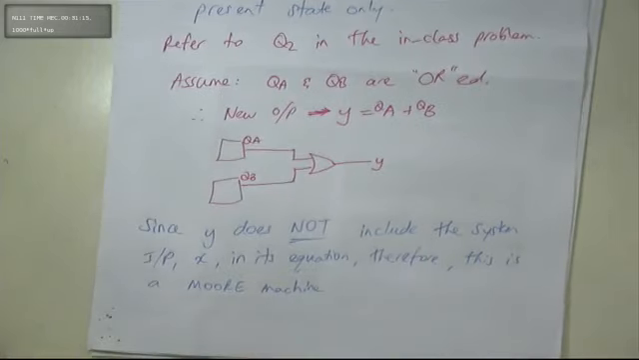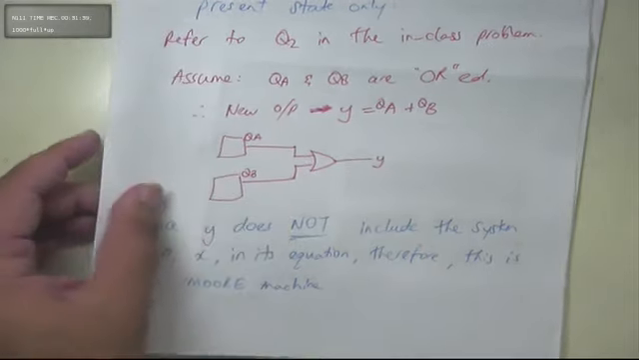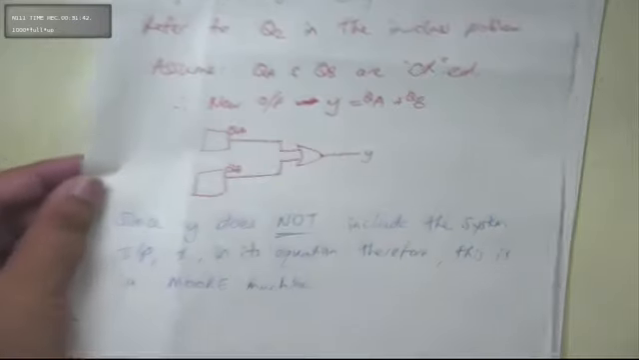When there is a system output and QA and QB, and the system output is only dependent on the states of your flip-flops, there is no influence from the system input. Okay? All right. Now, obviously, the Mealy machine is the opposite. But we'll come to that in a short while. We'll look at question 1.